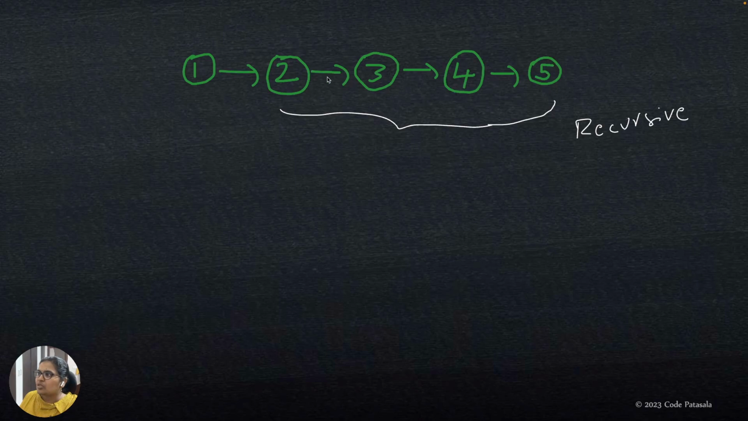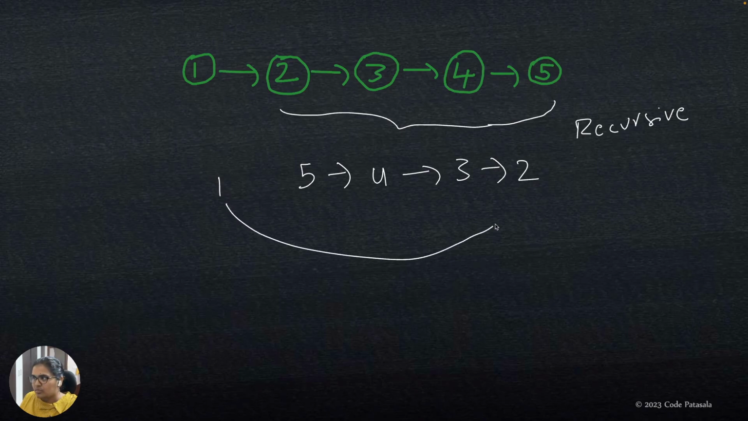That means you reversed this part of the list, which becomes 5, 4, 3 and 2. Now your 1 is still pointing to 2. So once you reverse only this much part of the list, this is how your list looks like.